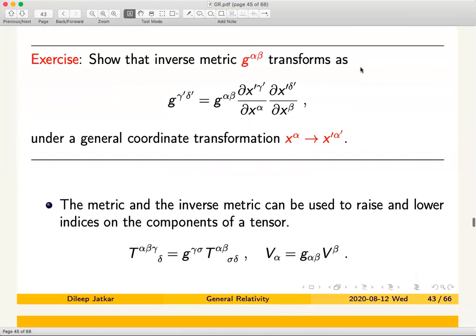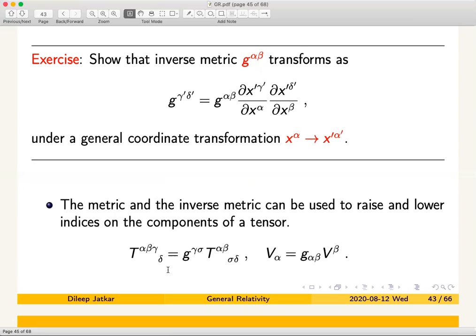Like the Minkowski metric, the metric on general curved space-time can also be used for raising and lowering indices on the components of any given tensor. For example, if you have a tensor with 2 contravariant indices and 2 covariant indices, you could use an inverse metric g^{γσ} to pull one of these indices up, and write down a tensor with 3 contravariant indices and 1 covariant index.